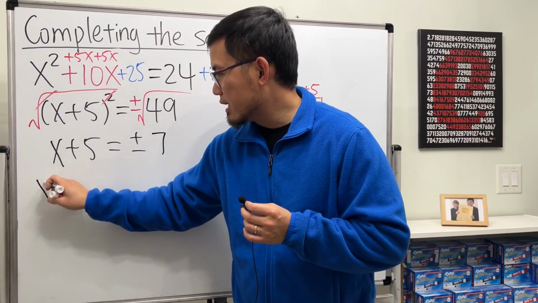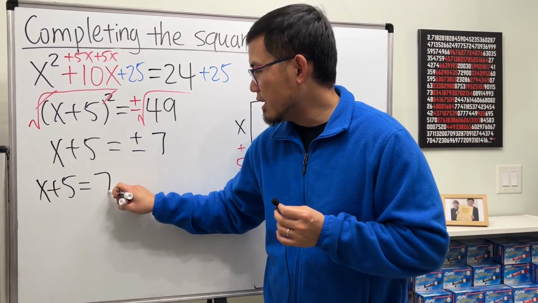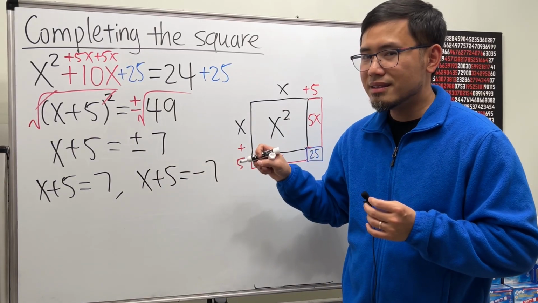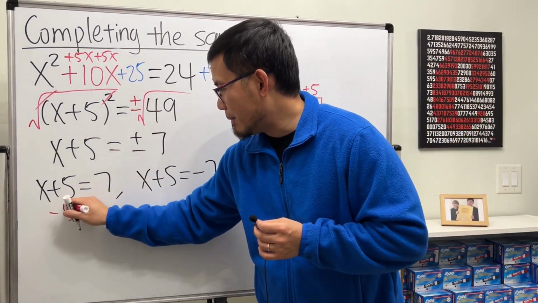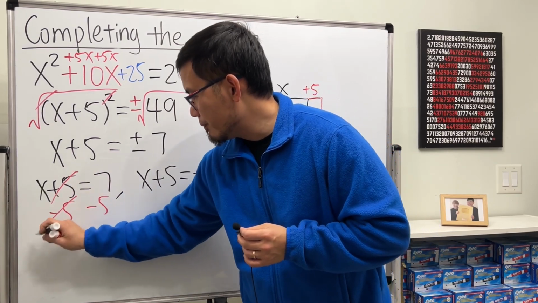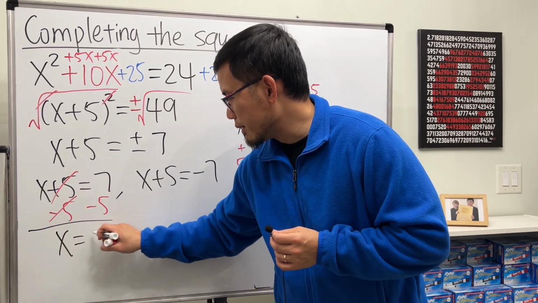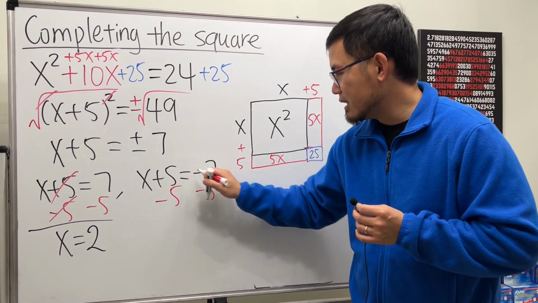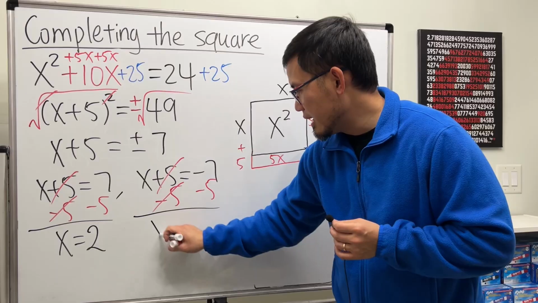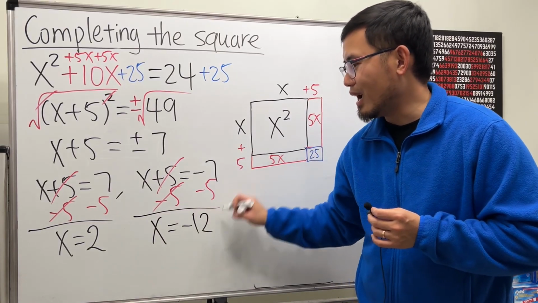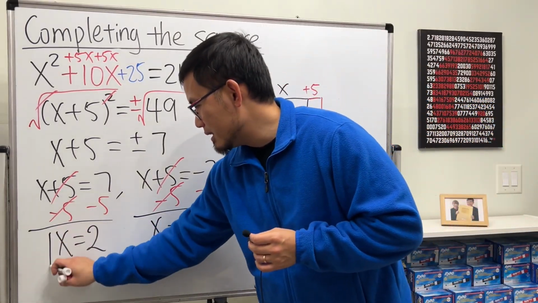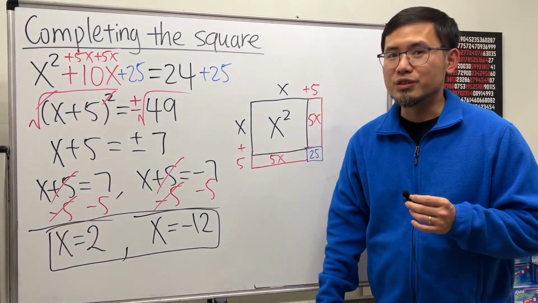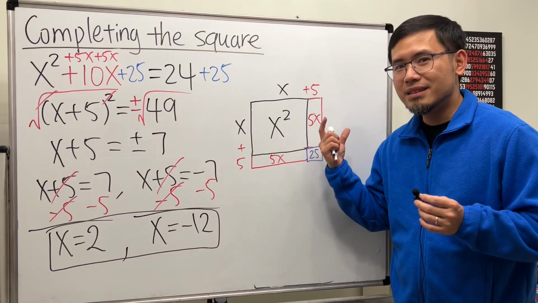The first one, x plus 5 equals 7, and the other one, x plus 5 equals negative 7. For the first one, minus 5 on both sides, cancel. First answer, x equals 2. For the second one, minus 5 on both sides. Cancel, and we get x equals negative 12. Ladies and gentlemen, these are the two solutions to this quadratic equation. We literally completed the square.